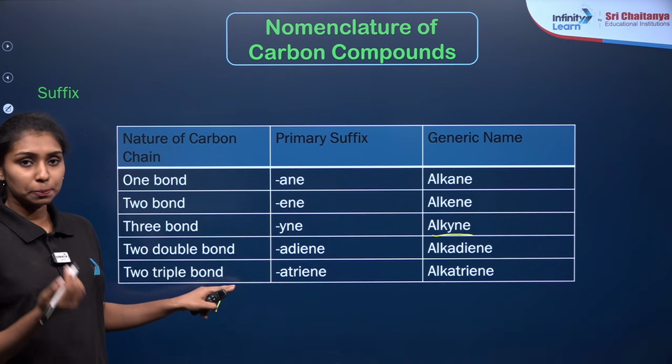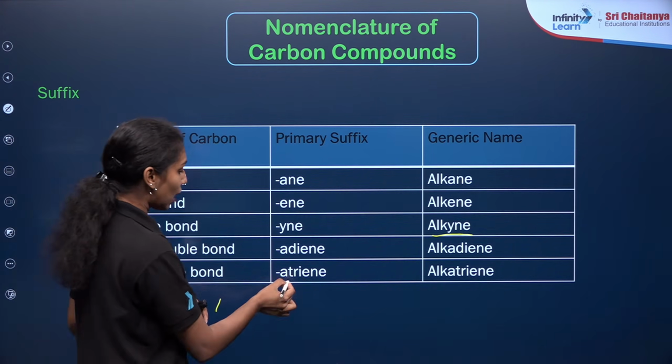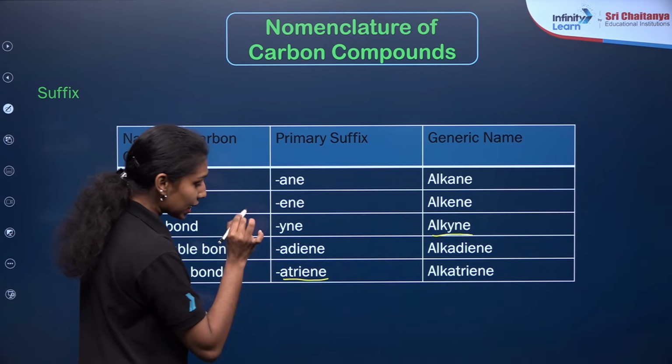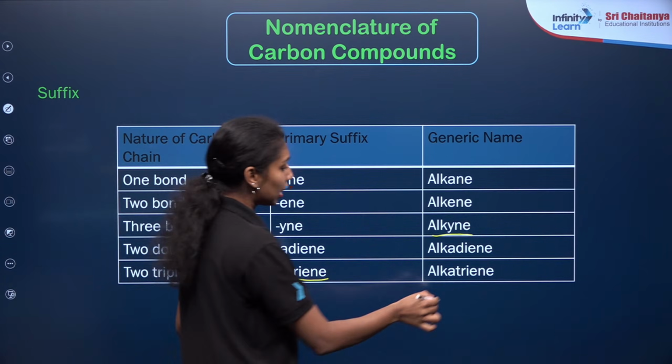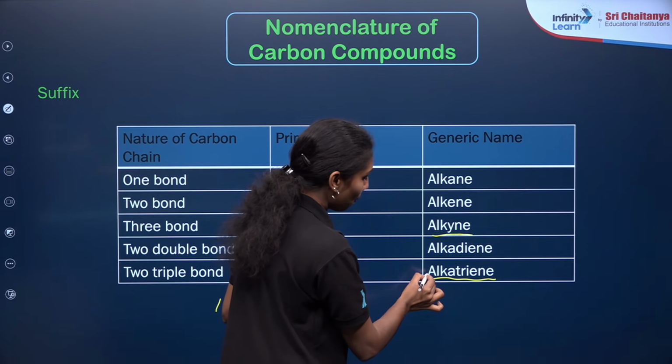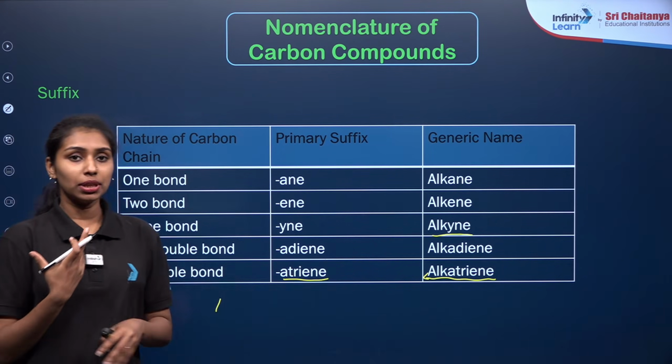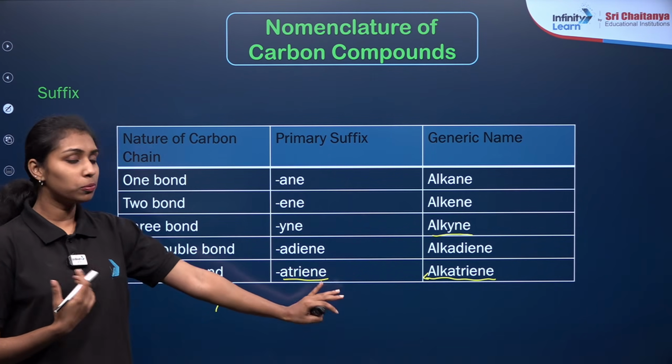Similarly, if you are containing 2 triple bonds, it will have the primary suffix of a-triene, and the general name will be alka-triene. You can focus more on the practice questions. You will get an idea about how to name the compounds based on the number of double bonds and triple bonds.